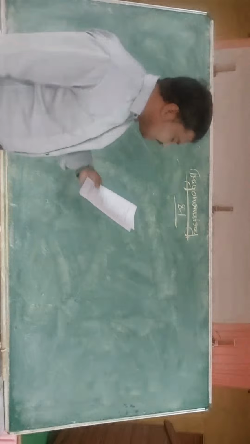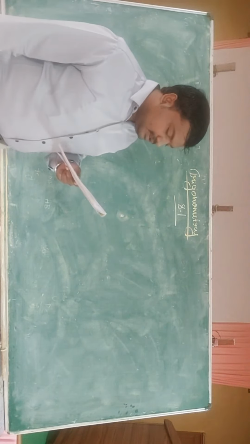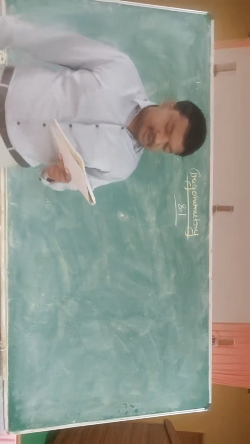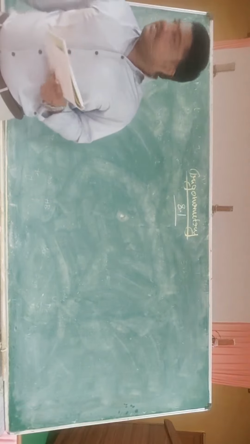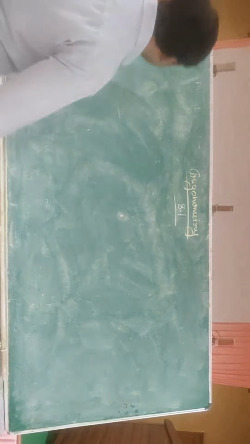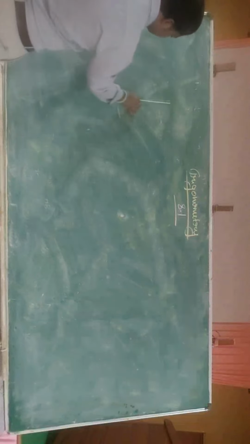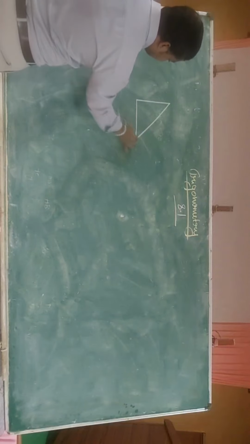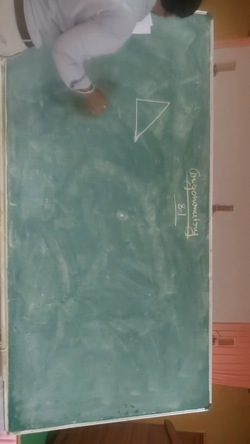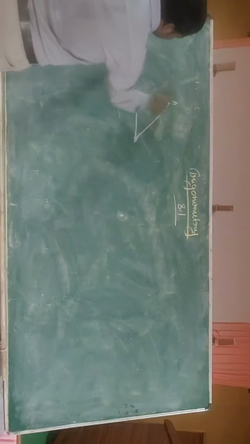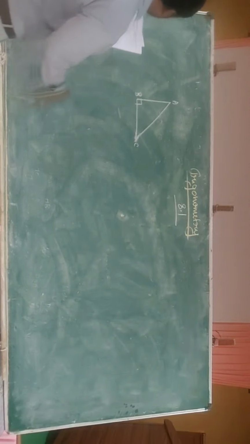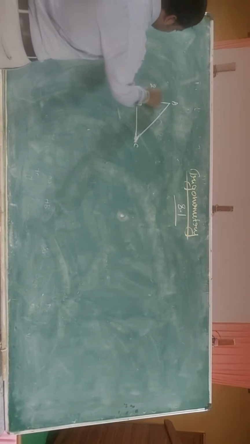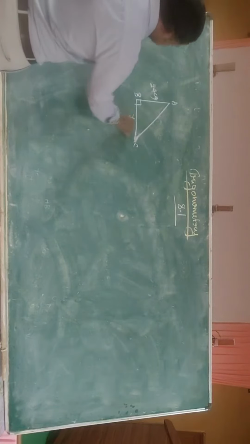In triangle ABC, right angled at B, AB is equal to 24 centimeter, BC is equal to 7 centimeter. Determine sin A, cos A. Second one, sin C, cos C. See, here is our triangle, and the triangle is ABC, right angled at B. AB is 24 centimeter and BC is 7 centimeter.